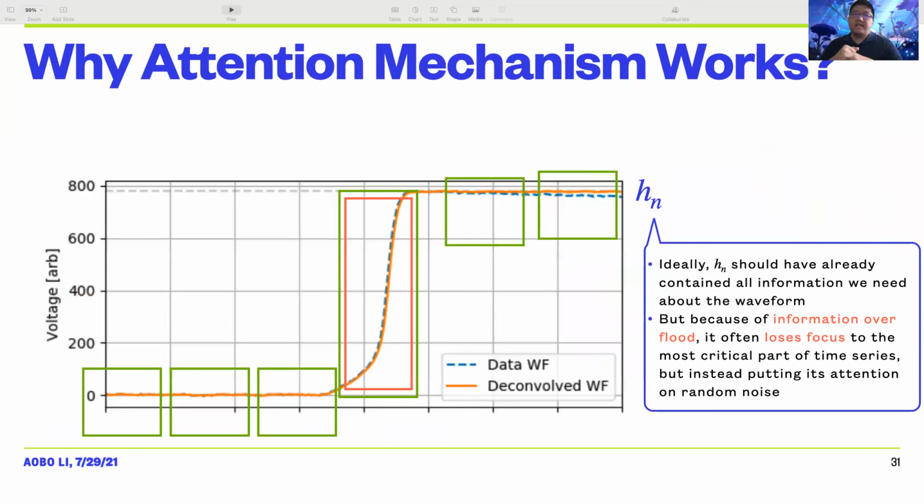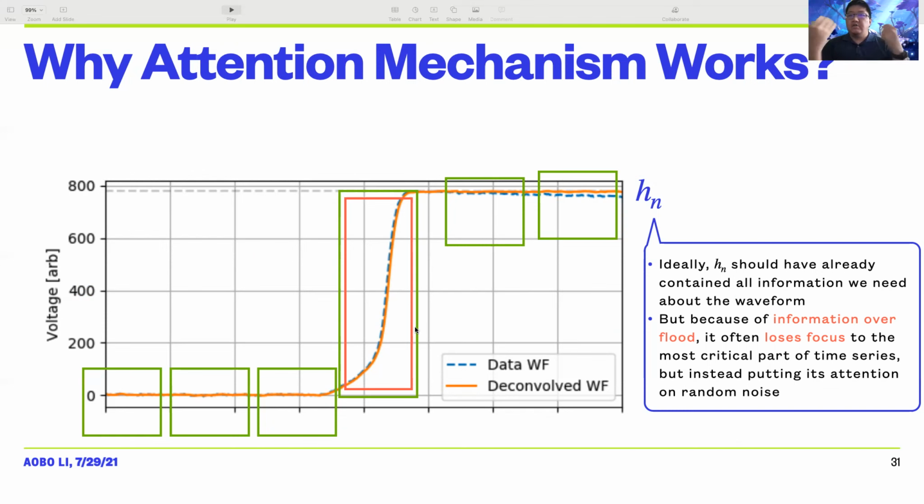Okay, so why does the attention mechanism work? Let's say we have a waveform input. For simplicity, I'm just using these 7 blocks to represent 7 timing indices. But in the actual waveform, you will have 3,000 indices. Ideally, the last hidden state output HN should already contain all the information we need about the waveform. But because of the information overflow, it often loses focus on the most critical part of the time series. For example, this HN might only contain information from the very end of the falling edge, but it actually forgets about the rising edge.